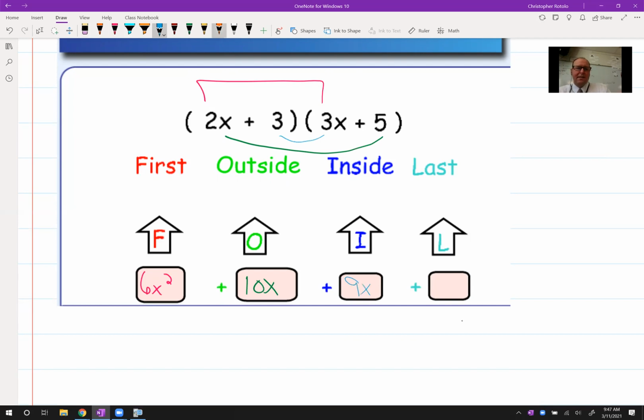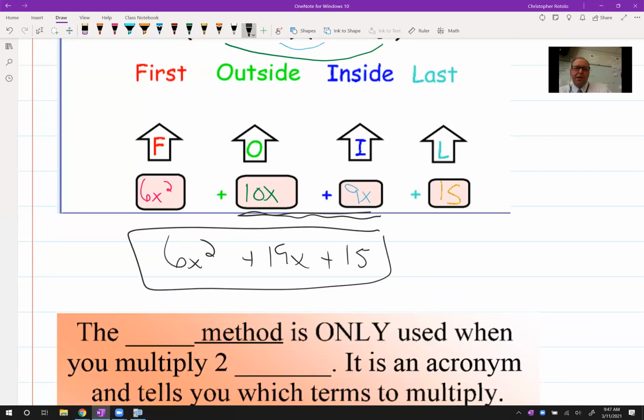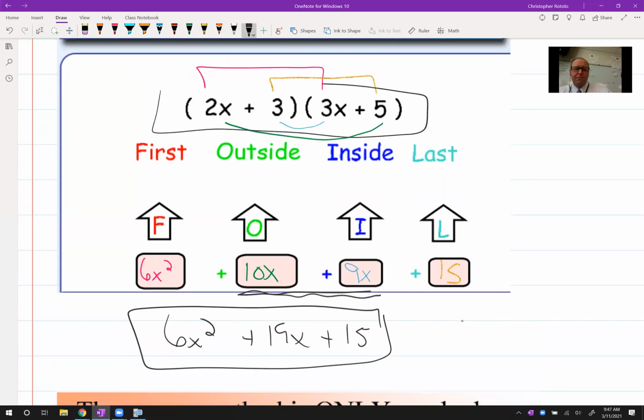And the last, so we're going to go with yellow on that one. I don't have that. That's a beautiful color, though. All right, 3 times 5 is 15. And then after that, I want to see if I have like terms. And what happens here is I have like terms in the middle. So 6x squared plus 19x plus 15 is the result when I multiply these two binomials. All right, easy enough. So we're going to do that over and over. I'm going to give you a couple different organizational ways to see that.